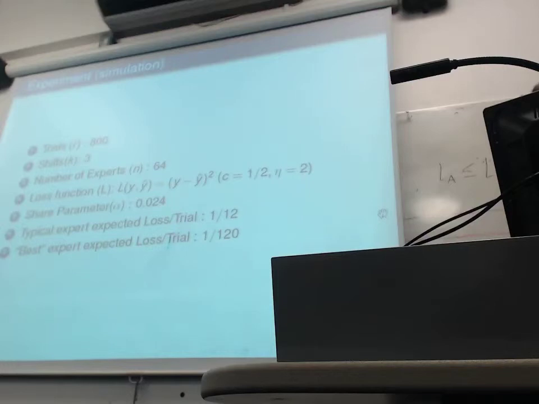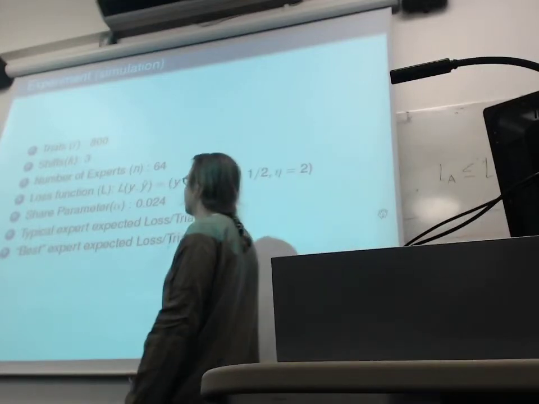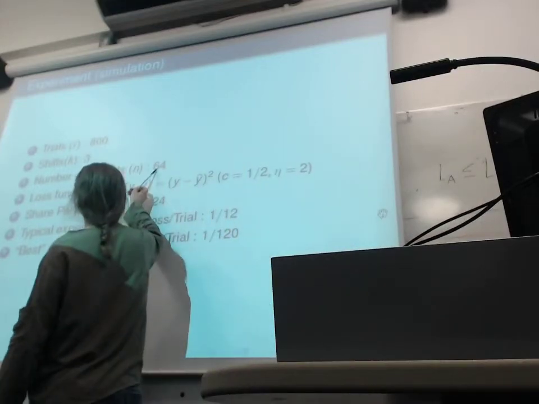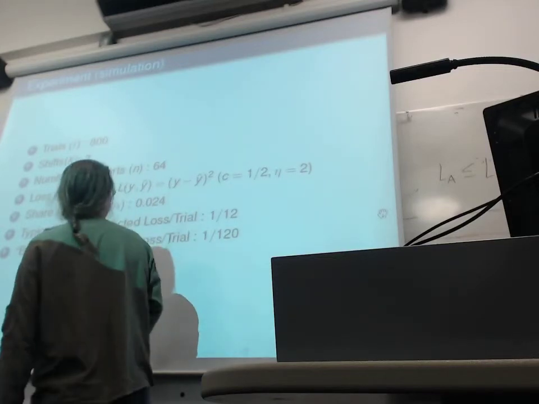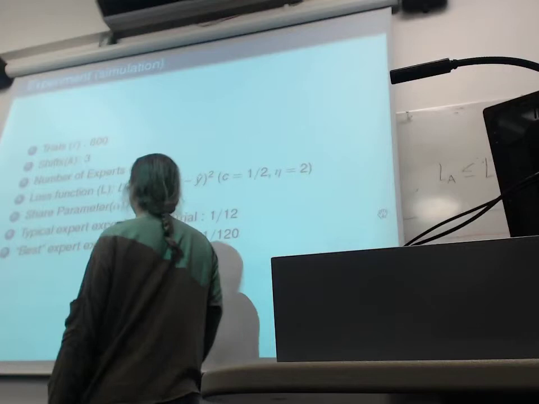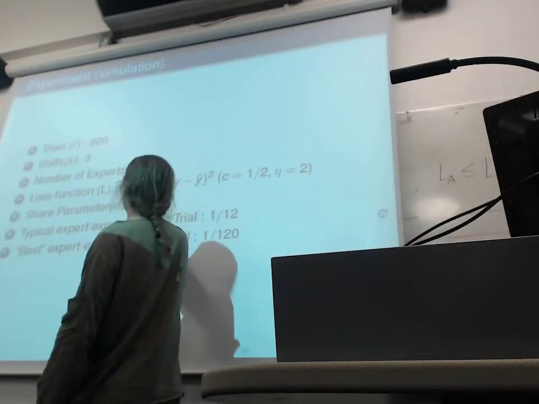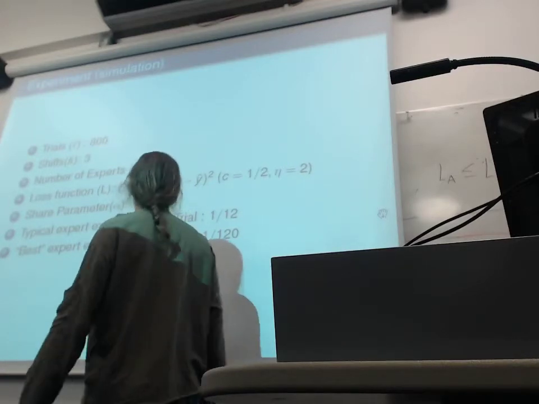We're just going to show you that it works in some sense. So here's just a toy simulation. So here we have some 800 trials. We have 3 experts, 3 shifts. The number of experts is 64. Our loss function is a square loss. Eta, our learning rate, was 2. This alpha parameter is set to 0.024.